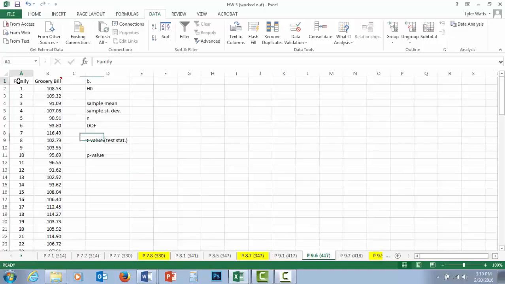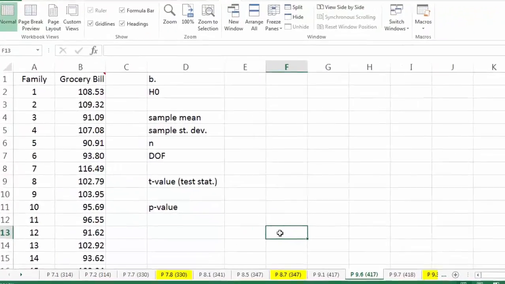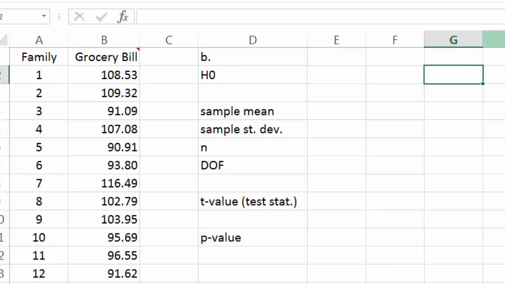Okay, problem 9.6. A study is performed in a large southern town to determine whether the average weekly grocery bill per four-person family in the town is significantly different from the national average. A random sample of the weekly grocery bills of two-person families is given in the file. Assume the national average weekly grocery bill for a two-person family is $100. A, identify the null and alternative hypotheses.